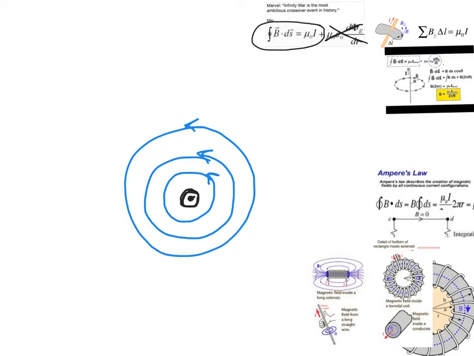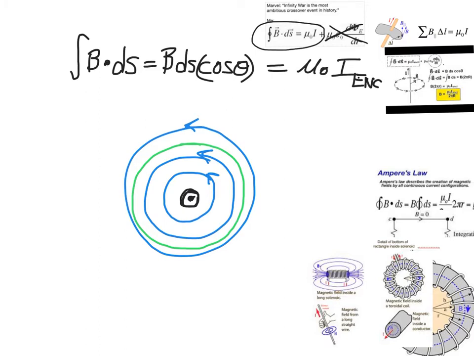So we want to do this integral of B dot ds, and so we draw a loop. We could draw a square, we could draw some weird shape, but no, let's make it easy on ourselves. Let's draw a circle which is concentric on the wire. So I've drawn the green circle. That's just a circle that I drew.